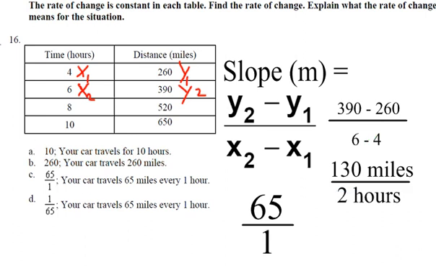So A doesn't say that. It says your car travels for 10 hours. That's out. B, your car travels 260 miles. That's out. C, 65 over 1, your car travels 65 miles every hour. That works. And this one says 1 over 65. Your car travels 65 miles every hour. That's correct, but this fraction is not. It is 65 over 1, not 1 over 65, so that's out. C is your answer for number 16.